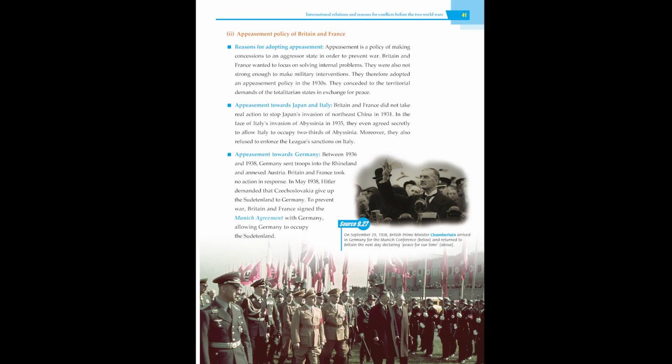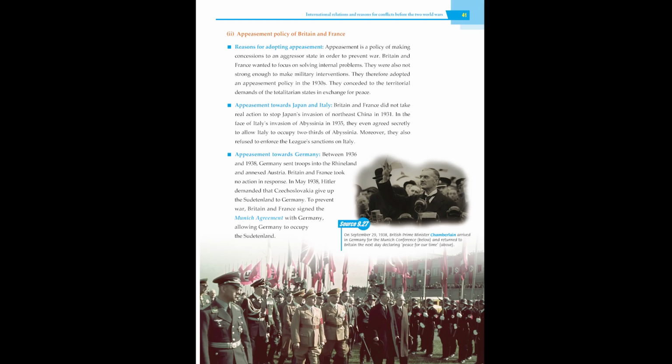2. Appeasement policy of Britain and France. Reasons for adopting appeasement. Appeasement is a policy of making concessions to an aggressor state in order to prevent war. Britain and France wanted to focus on solving internal problems. They were also not strong enough to make military interventions. They therefore adopted an appeasement policy in the 1930s. They conceded to the territorial demands of the totalitarian states in exchange for peace.